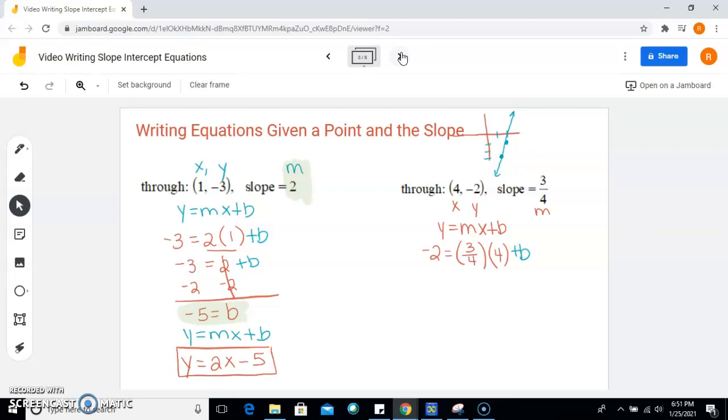First thing we're going to do is multiply. 3/4 times 4. Now, when you are multiplying fractions, you can go off to the side of your paper. Remember, it's 3/4 times 4. Whole numbers go over 1. Top times top, bottom times bottom. And then that simplifies to give me 3. So I would have negative 2 equals 3 plus b.